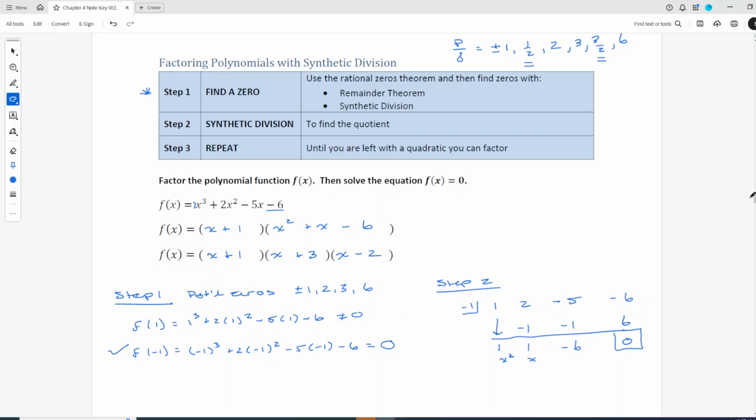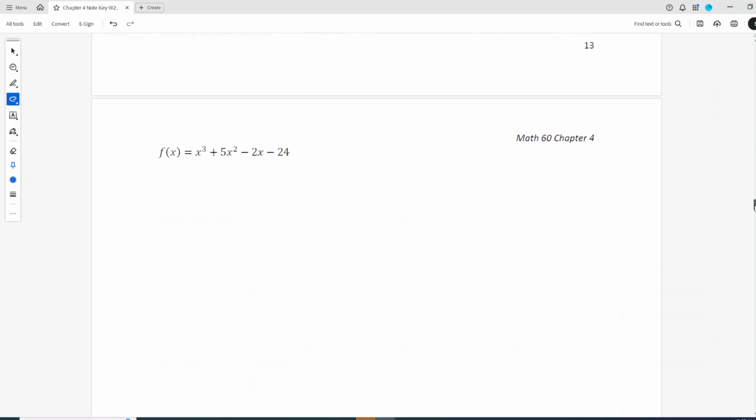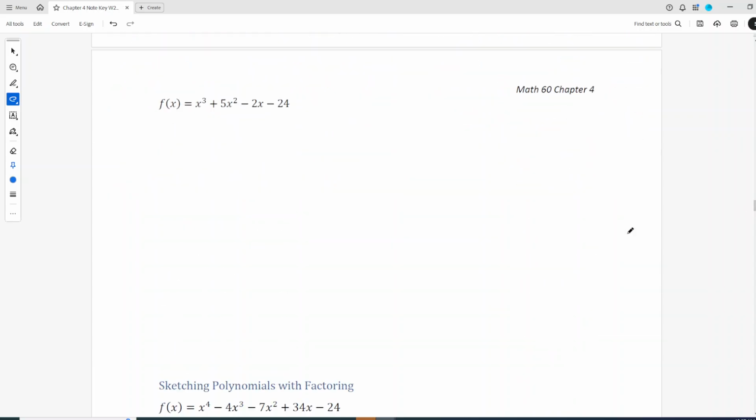So let's move on to the next question. For this one, again, we have another cubic function. I will have one coming up in the sketching section where it is quartic. I just had to go and check your assigned questions.